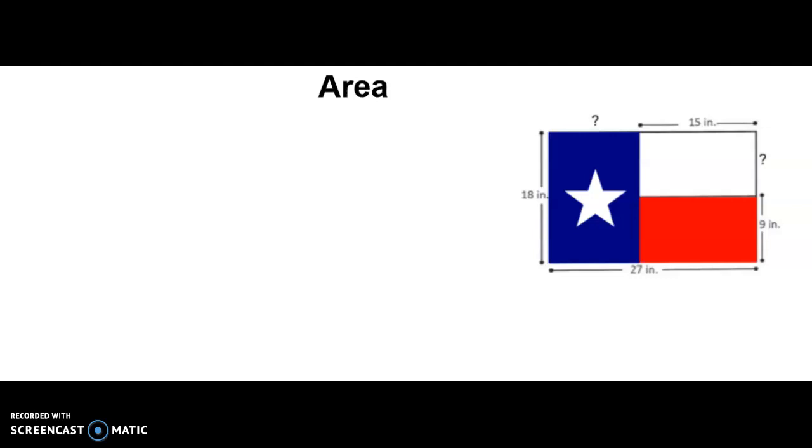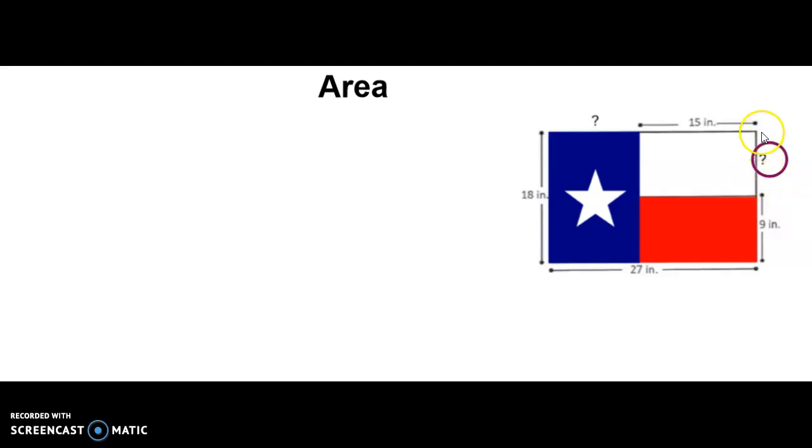Well, we're going to treat it like the first part of perimeter, where we're going to have to find the difference of some sides. So if we first look at the white, where we have a question mark here, just like we did at the beginning of the perimeter slide. Okay, we want to know what this question mark is.